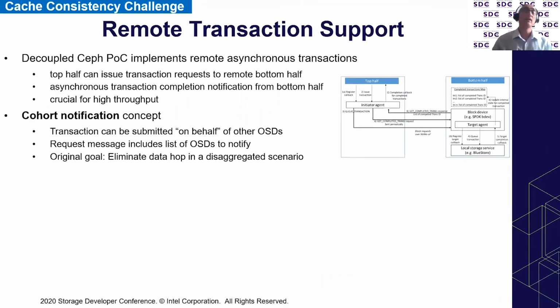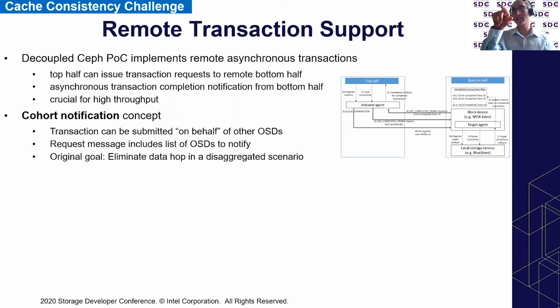Okay, now the third challenge that Yi mentioned that we have identified to handle agility is that of the cache consistency challenge. Now, before I go into this, I'd like to just revisit a feature that we had added for our decoupled POC, which we actually take advantage of here. This feature is that of remote asynchronous transaction, which we implemented in our decoupled Ceph POC.